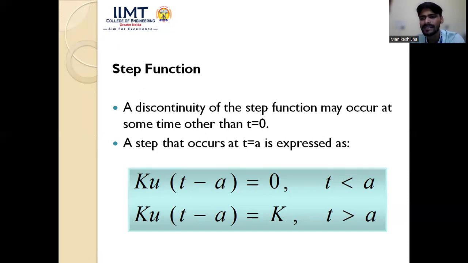Delaying a signal means we are going to right shift the signal. So it means we are going to shift the signal by a unit. In which direction? In the right direction. In a right shift, when we are defining it, what is the time instant? The time instant is now compared with a. So when t is greater than a, it is k. When t is less than a, it is 0.